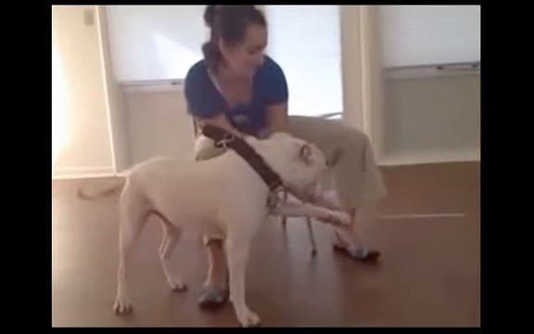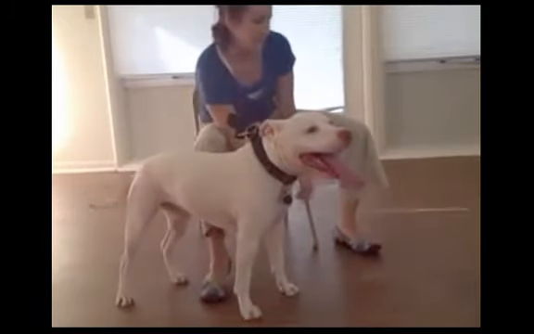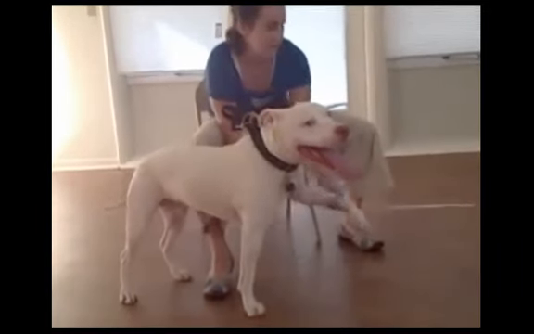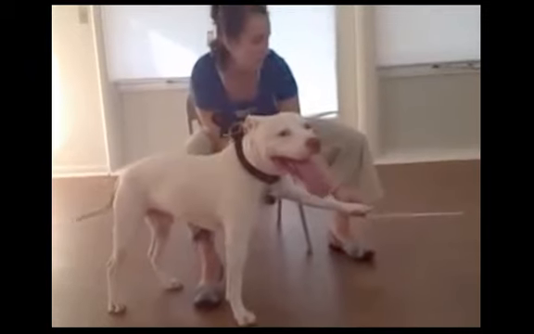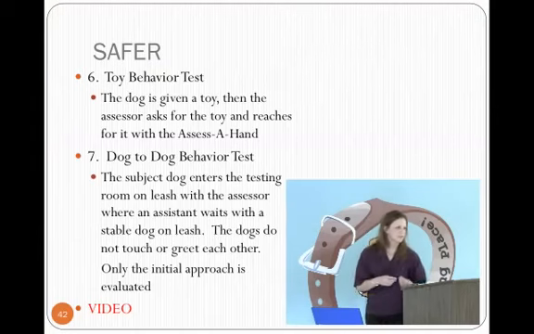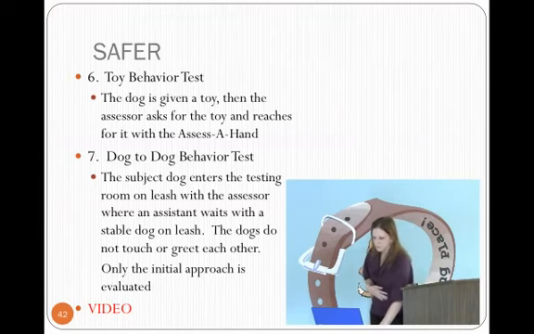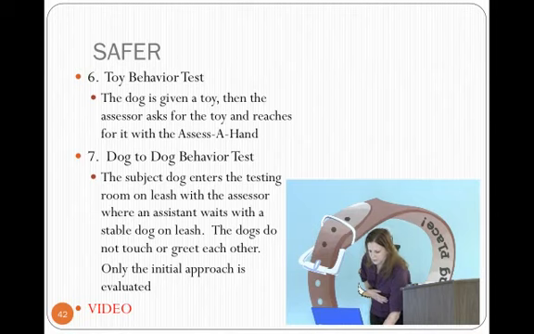Squeeze. No response. Squeeze. And obviously that dog didn't care too much about having his foot handled. And then we'll look at how they set up the food behavior test.